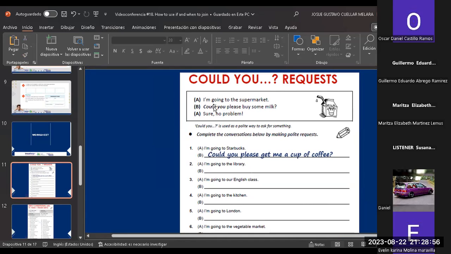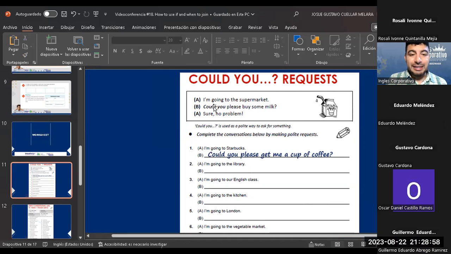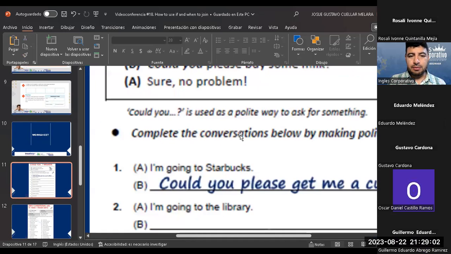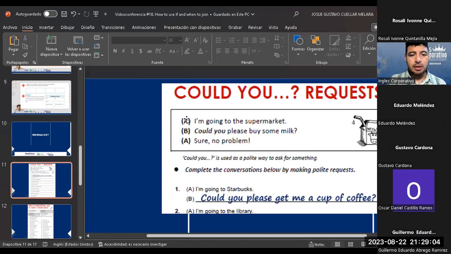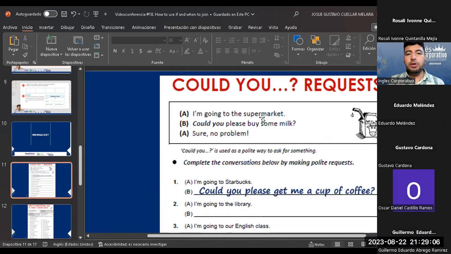So what we're going to do is to complete this. Here we have an example. Letter A, I'm going to the supermarket. Letter B, could you please buy some milk? Okay, sure, no problem. Could you is used as a polite way to ask for something. Así que utilizamos could para solicitar algo de manera amable.